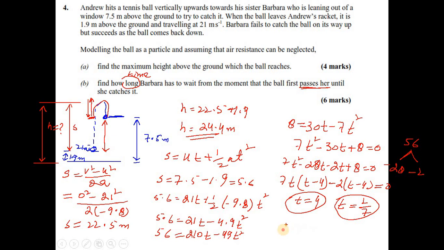So the delta t that she needs to wait is 4 minus 2 by 7. That means it will be around 3.71 seconds. You can give the answer in terms of fractions. So 7 times 4 is 28, minus 2, 26 by 7, or you can give the answer like that.